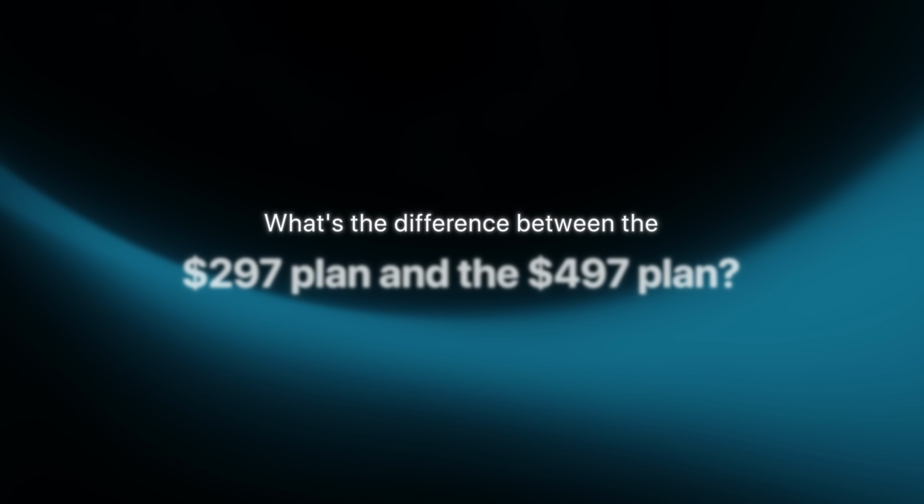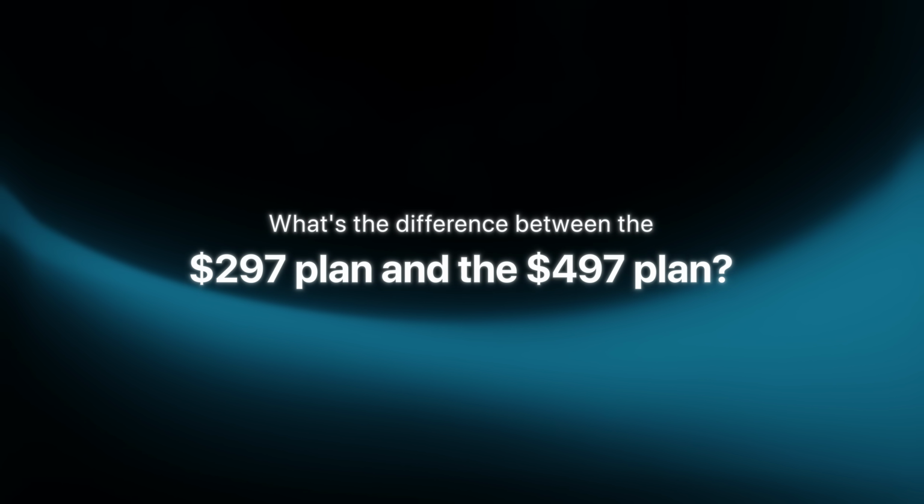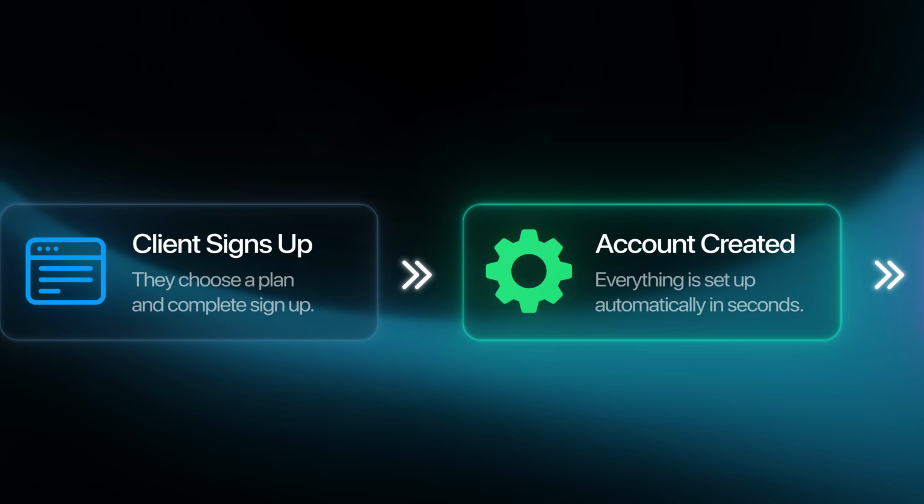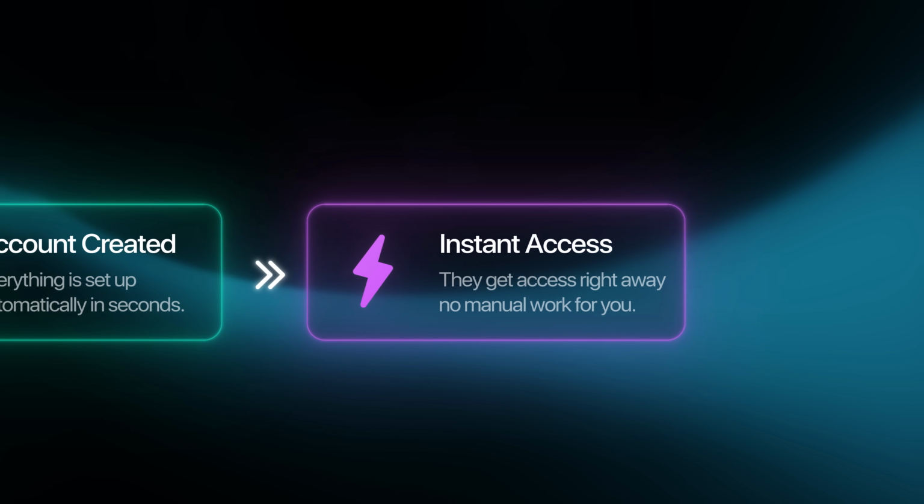So the number one question that I get is, what's the difference between the $297 plan and the $497 plan? So to make it simple, with the $297 a month plan, you have to set up each client by hand, which can take anywhere between 15 to 20 minutes per client. And if you're signing up clients fast, you might even have to hire like a VA or someone else to do this on your behalf. With the $497 a month plan, that setup happens automatically. So clients can sign themselves up and get instant access. You don't have to lift a finger, so it saves you a ton of time as you grow your business.